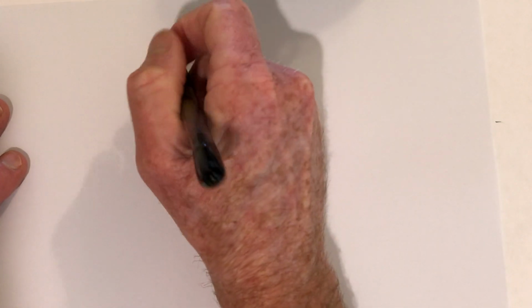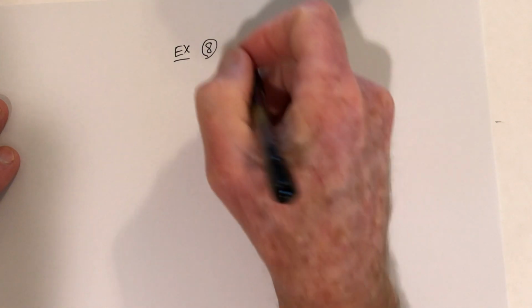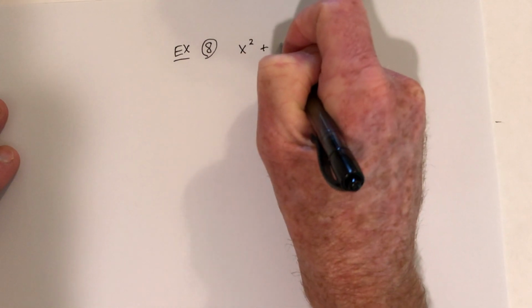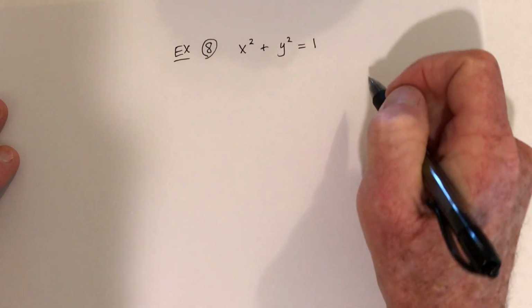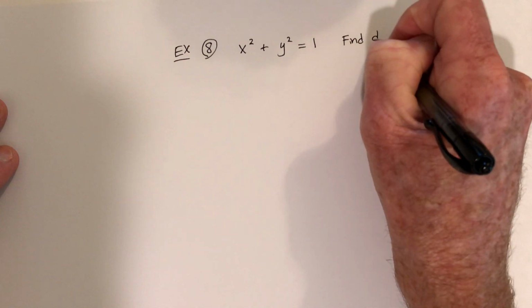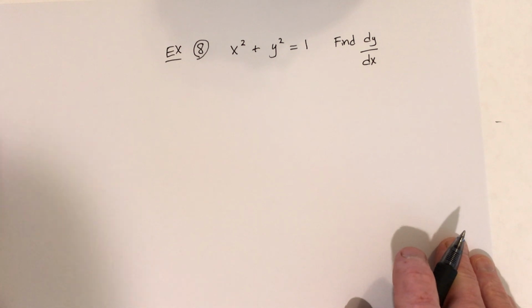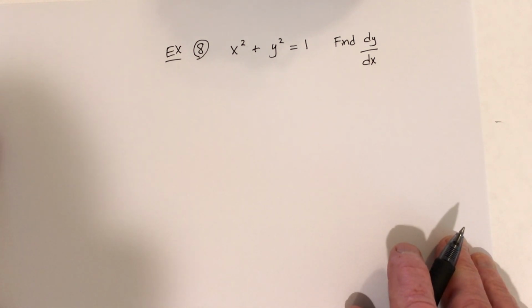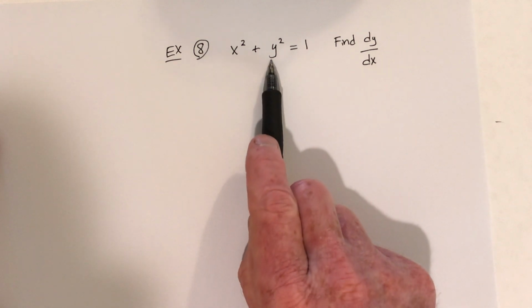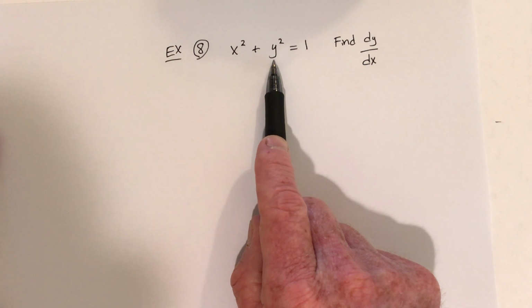So for example number 8, suppose that the function is x squared plus y squared equals 1. And the directions are find dy/dx, or in other words, y prime. So the idea of implicit differentiation is also here, it's implying that y is a function of x, even though it's not written as y equals. You could do that, but you can also just go ahead and take the derivative.